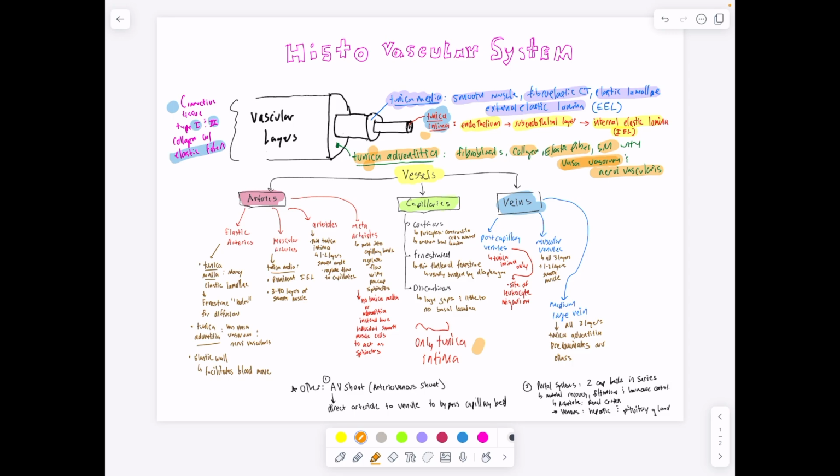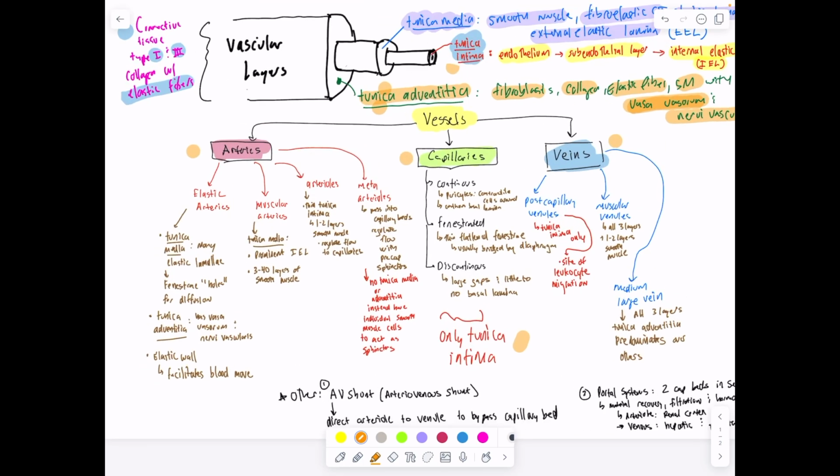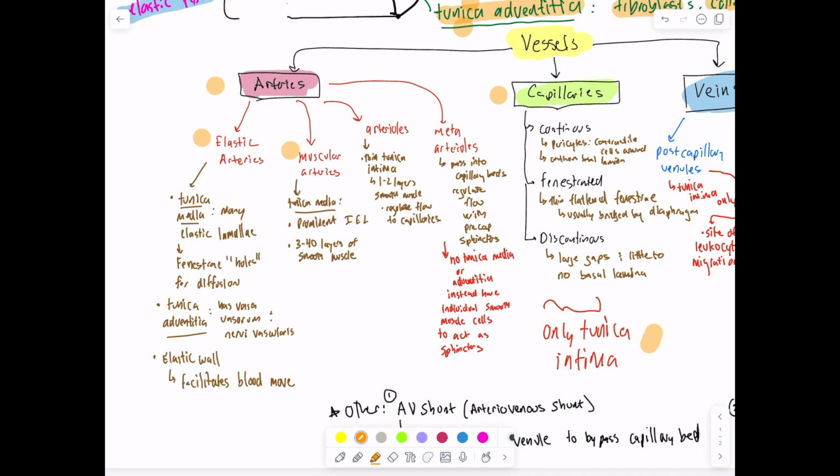Okay, so we have our vessels: arteries as our first category, capillaries, and then veins. Let's take a look at arteries. We have our elastic arteries, our muscular arteries, our arterioles, and then our meta-arterioles, going from biggest to smallest. Our elastic arteries have a tunica media with many elastic lamellae, so rings. They will have fenestrae, which I'm mispronouncing, I'm sure, but those are basically tiny windows or holes for diffusion. The tunica adventitia has the vasa vasorum and the nervi vascularis, which are nerves that innervate the cells of the vessel, and the vasa vasorum, again, is that network of smaller vessels that feed into the bigger vessel. It will have an elastic wall, which facilitates blood movement. So that's our elastic artery.